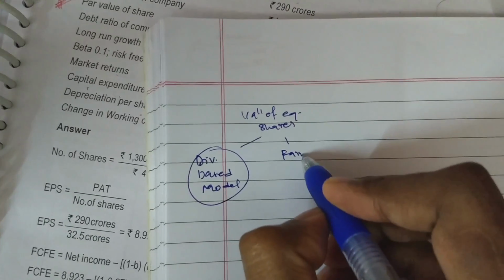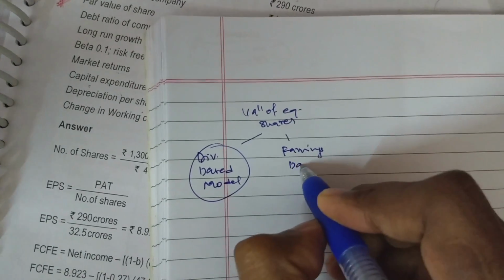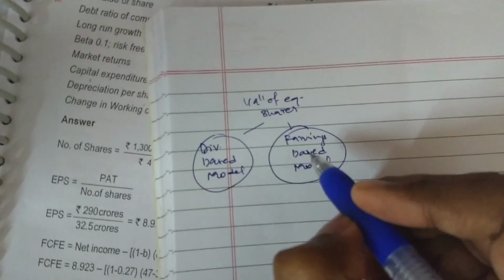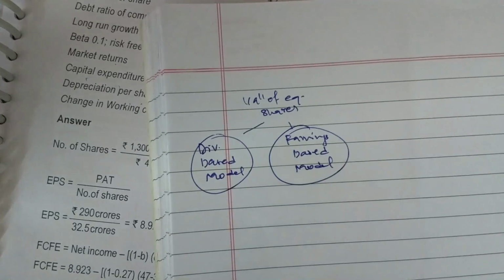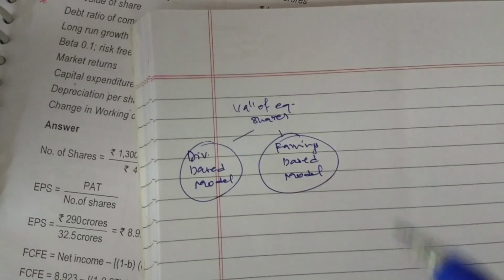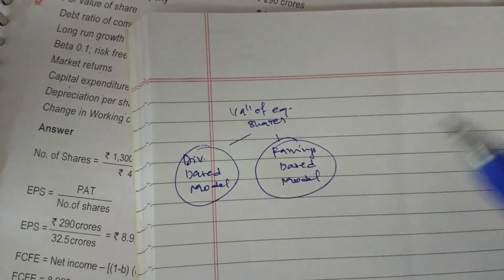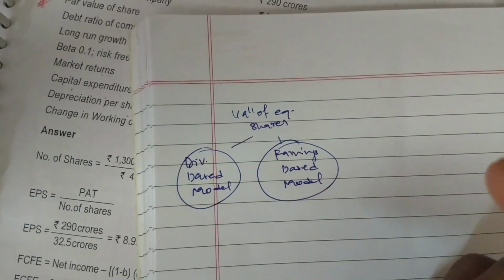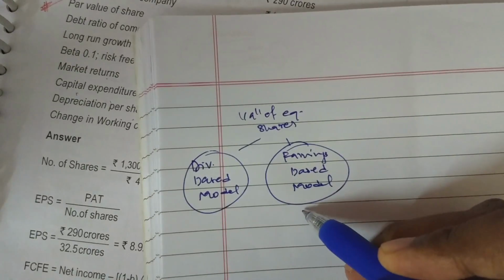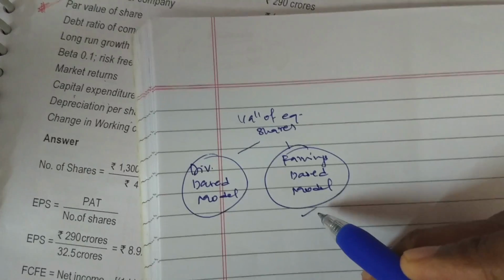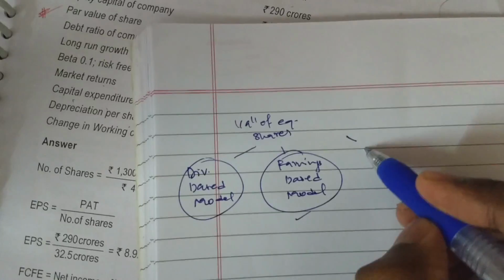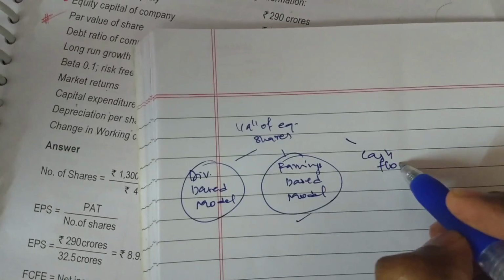Second, the earnings based model. I have already explained the earnings based model in the previous video. If you haven't watched it, it will be there on the channel, and I will be giving the link in the i button at the top of this video, where we explained one among the various formulas of the earnings based model, where we value an equity share based on that approach. Third, we have the cash flow based model.